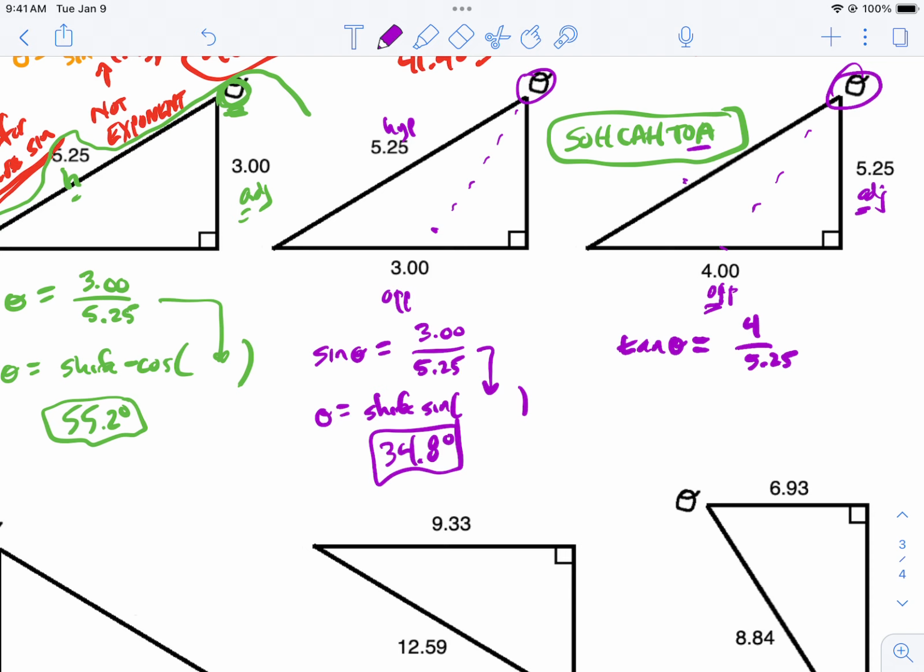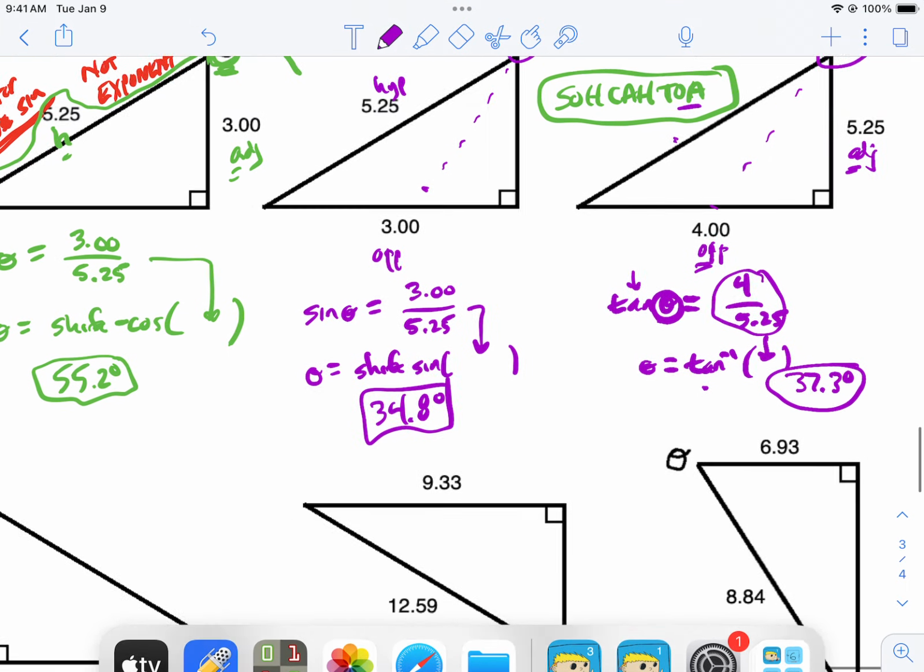There we go. So theta is going to be the shift tangent, because theta is getting plugged into the tangent function. We're not plugging this into the tangent function. We're supposed to be plugging something we don't know into the tangent function. Well, how are you supposed to figure out what you're plugging in? That's what the inverse function is for. You do the shift tangent. So shift tangent of 4 divided by 5.25. Boom! 37.3 degrees. Put that in the tangent. Okay, cool. 3 to go.